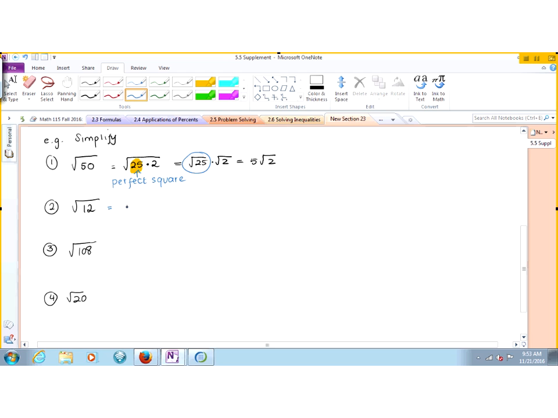Now, what about the square root of 12? 4 and 3? Okay. 4 times 3. So I don't have to write this separately. What is the square root of 4? 2. Square root of 3. All right. So again, I need to factor out what? A perfect square. The largest perfect square from our list, remember? We have a list. Now, what about 108?